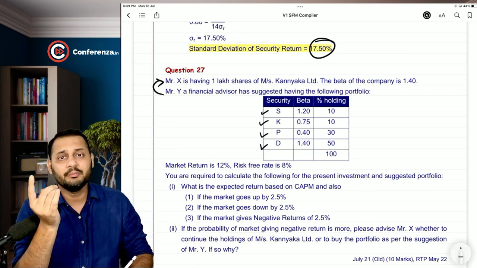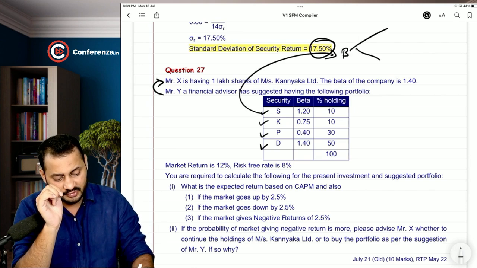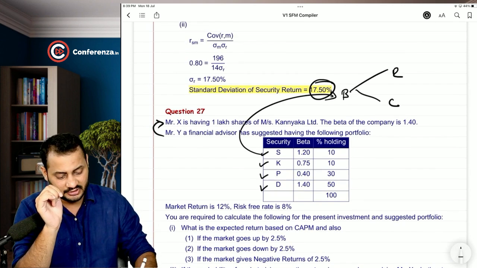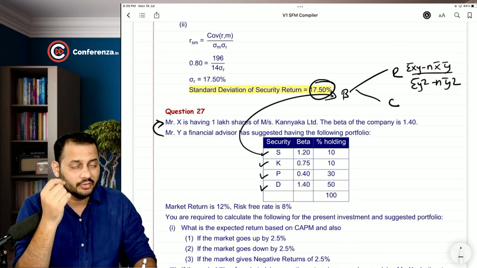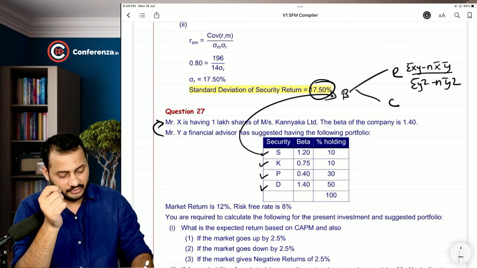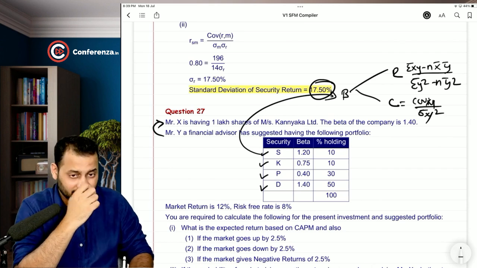How to calculate the beta of an individual security? It is through two different methods: regression analysis and correlation analysis. The regression formula was summation of xy minus n x-bar y-bar, divided by summation of x square minus n x-bar square. You will have to practice it a lot of times. And the correlation analysis is covariance of xy divided by the standard deviation of y square.